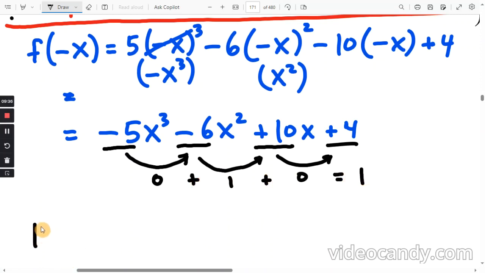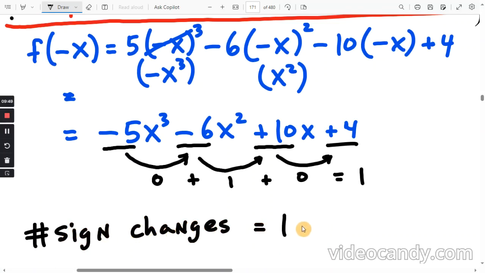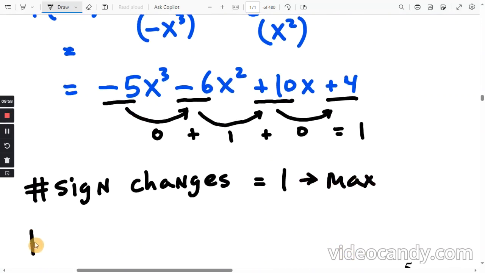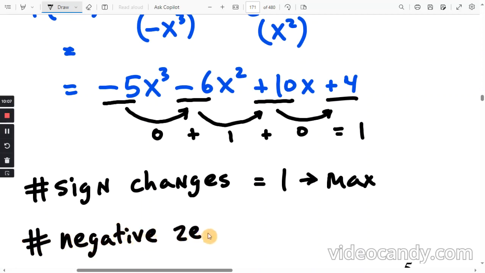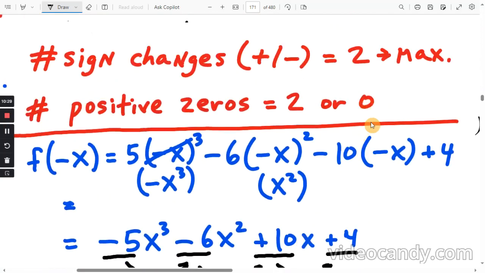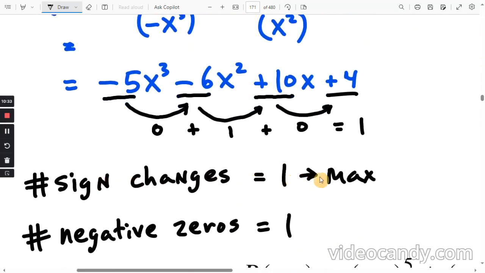Okay, so the number of sign changes equals 1. That's going to be your maximum number of negative zeros. And now the number of negative zeros, it's going to be 1. And that's it. If we subtract an even number, we're going to go into the negatives. If we did minus 2 right here, we would end up with negative 1. You can't have a negative number of zeros. Remember, we said before, the least you can have is 0. So the number of sign changes is your maximum, and if you subtract the even numbers, you're going to go into negatives.